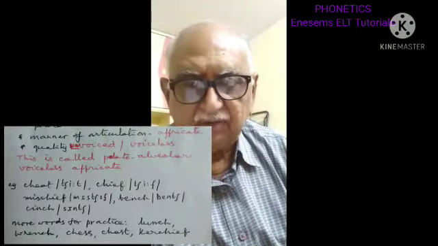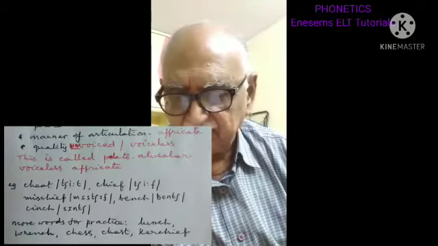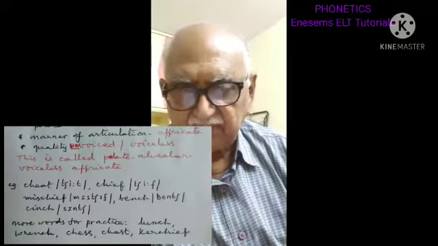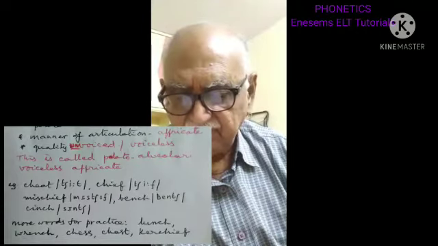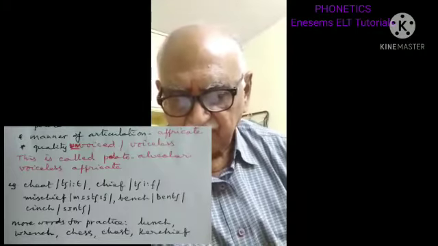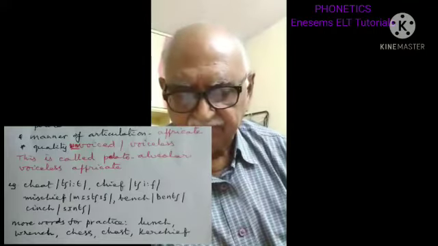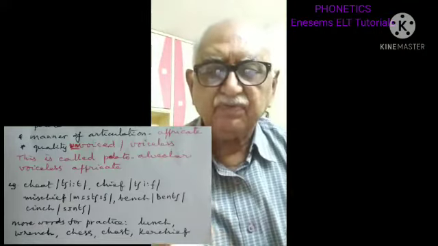This is called palato-alveolar voiceless affricate. Example words: cheat, chief, mischief, bench, cinch. More words for practice: lunch, wrench, chess, chest, kerchief.